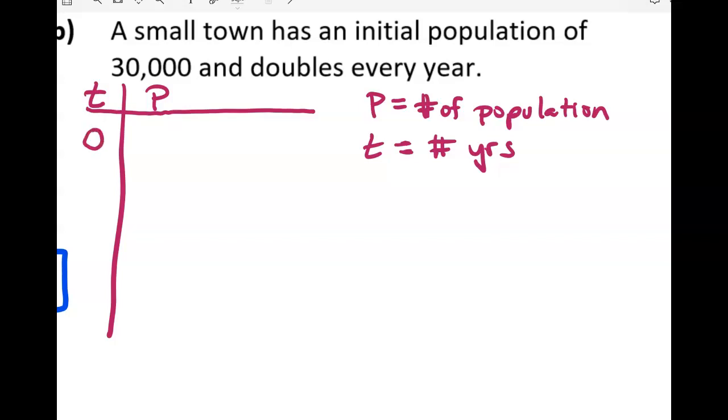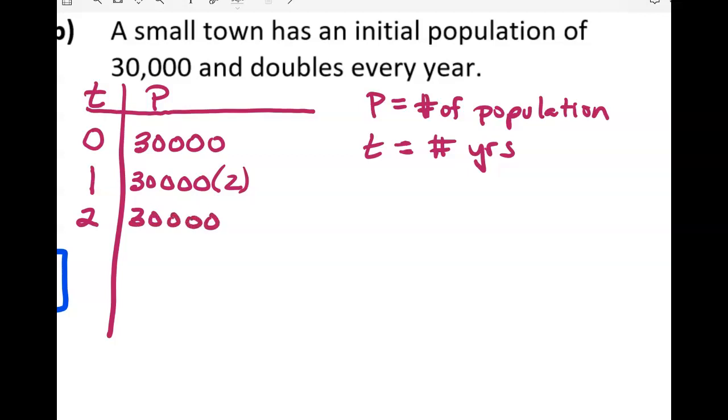And our initial time is 0. At that initial time, the population is 30,000. Now, again, I know that when 1 year passes, we'll have 60,000 people in that town. However, I want to think about how we got there. Doubling means that we're multiplying that amount by 2. At the end of another year, we'll double again. So that's times 2 times 2, or times 2 squared. At the end of 3 years, multiply by one more factor of 2. That'll give us a 2 raised to the third power.